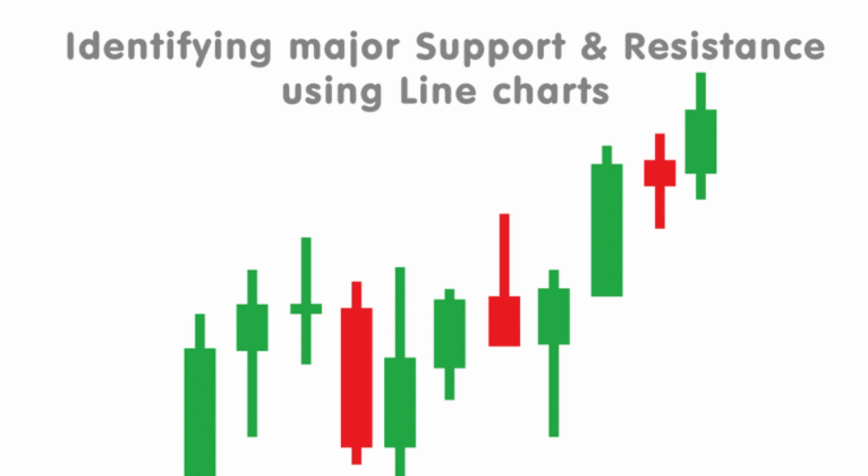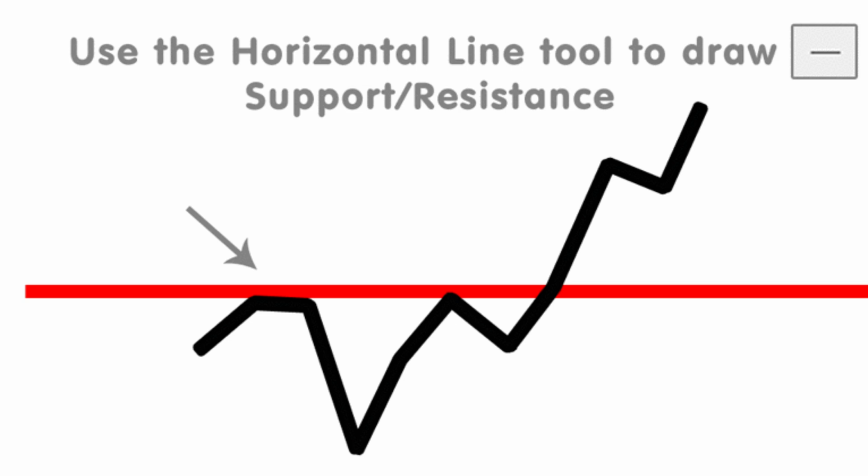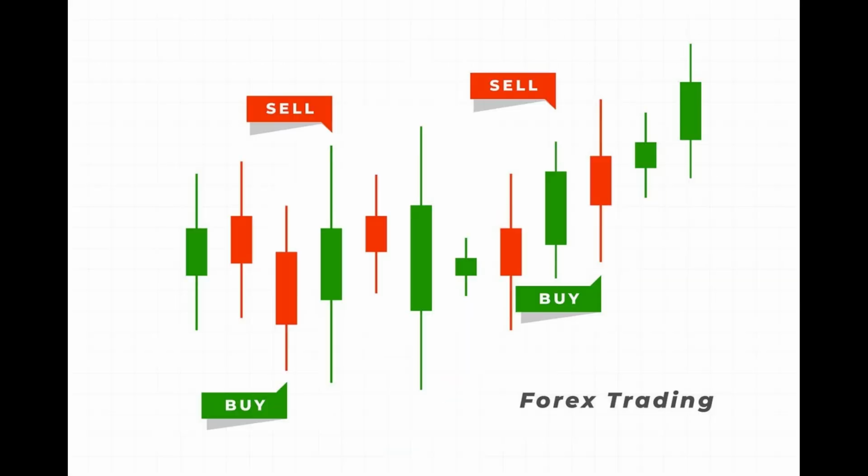Trading in the Forex foreign exchange market involves buying and selling currencies with the goal of profiting from changes in their exchange rates. Here's a step-by-step guide to help you get started with Forex trading. 1. Learn the basics of Forex trading: currency pairs.